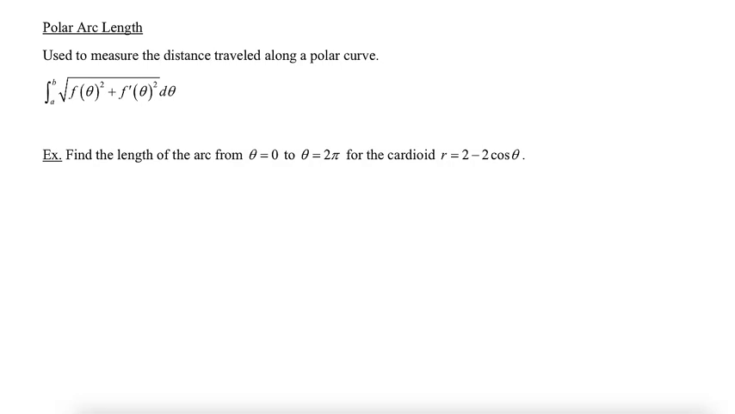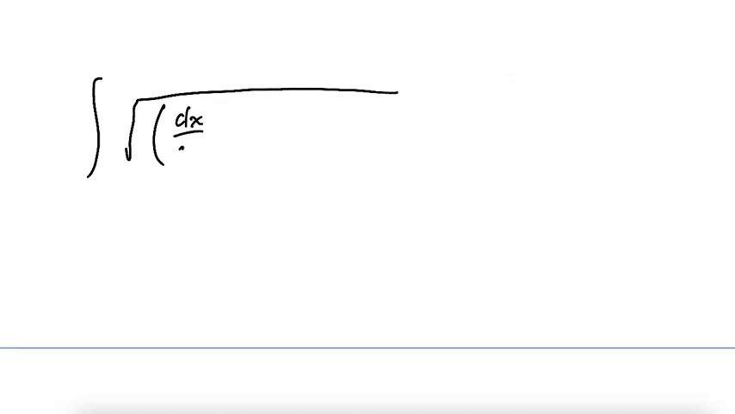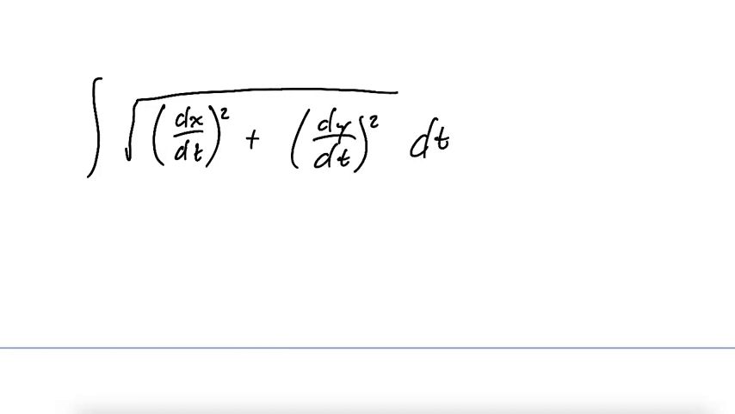Okay, but the polar arc length, this is something that you could see in Cal 3, so I just want you to be prepared. Same reason we did the trig substitution stuff earlier in the year. But polar arc length, let me take you back to parametric arc length. Polar is very similar to parametric in the sense that it was the square root of dx dt squared plus dy dt squared, dt, right? That was my parametric arc length.